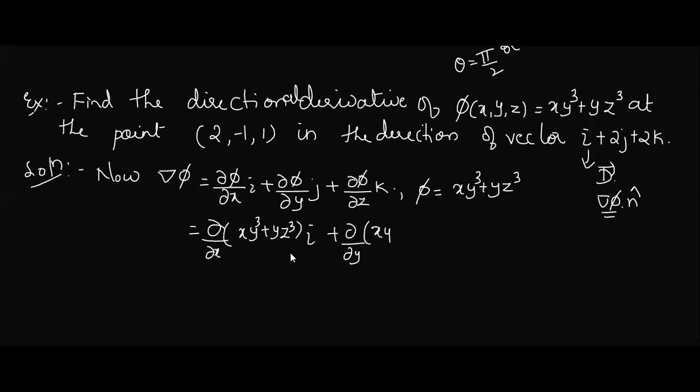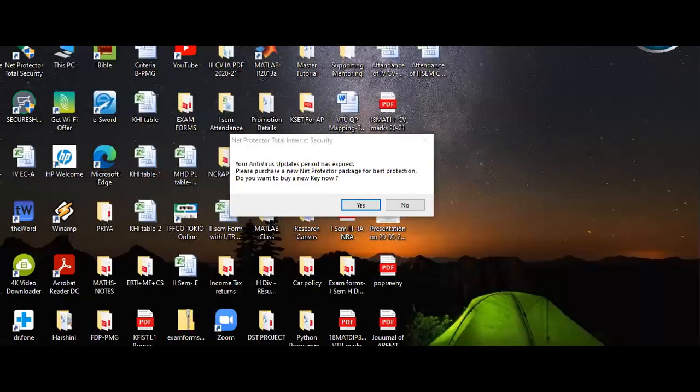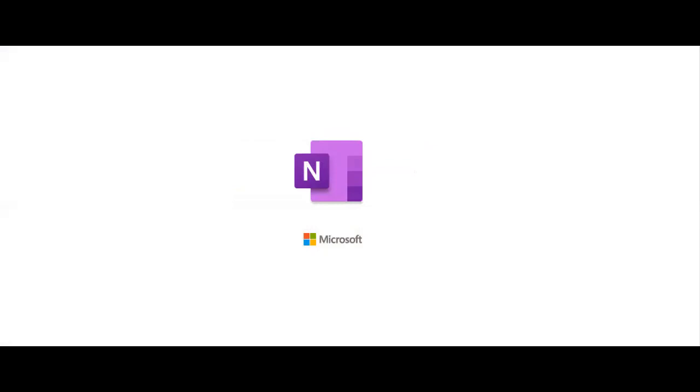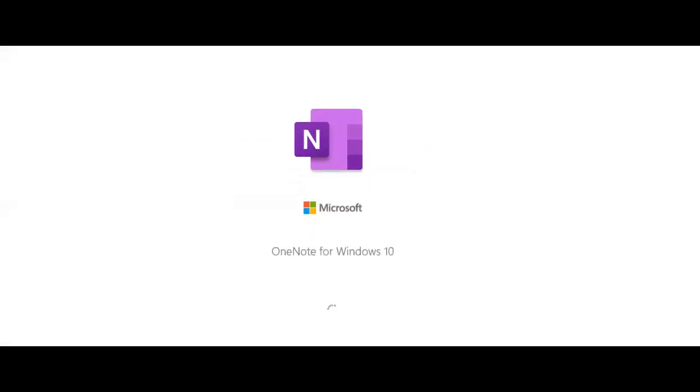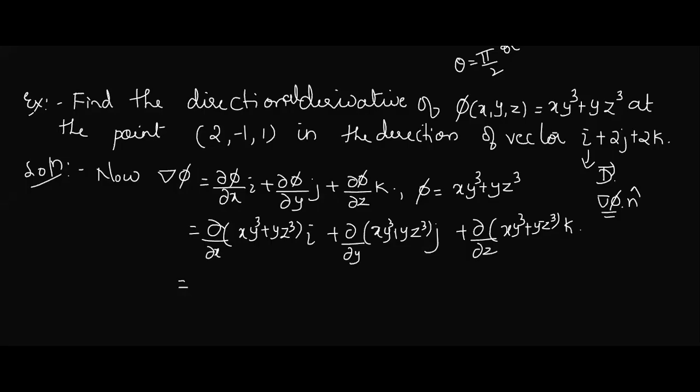Yeah, so xy cube plus yz cube into j plus ∂/∂z of (xy cube plus yz cube) into k. What is the derivative of this bracket with respect to x? x appears in how many terms? Only one term. So you'll get y cube, since y cube is constant and x with respect to x is 1. Along with that, you will get your i.